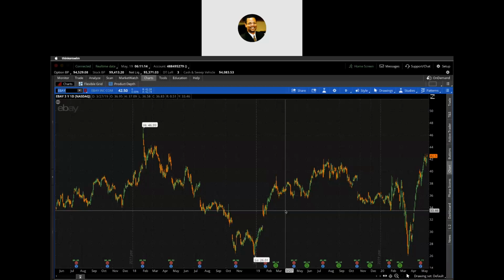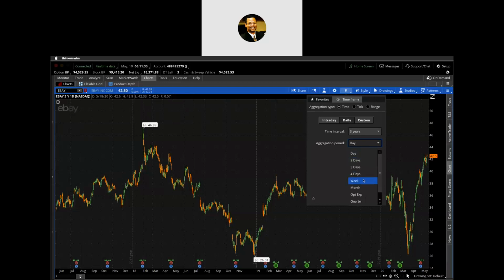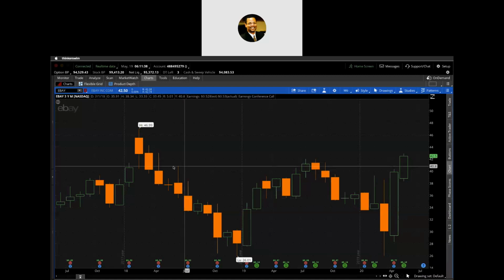So you go to the charts tab, and you change your chart time frame from days to months. I'm going to go here to the time frame. I'm going to still keep it at 3 years, but I'm going to put it on a monthly basis. So now each of these candlesticks represents a month over the past 3 years. That's the first step.